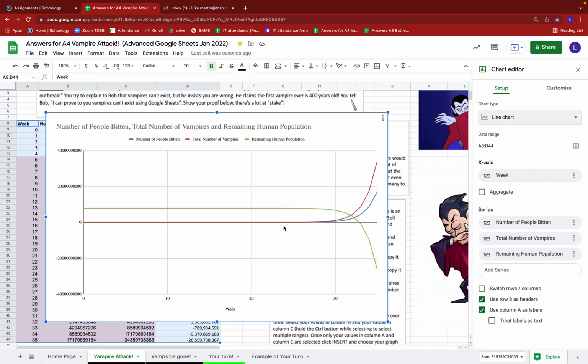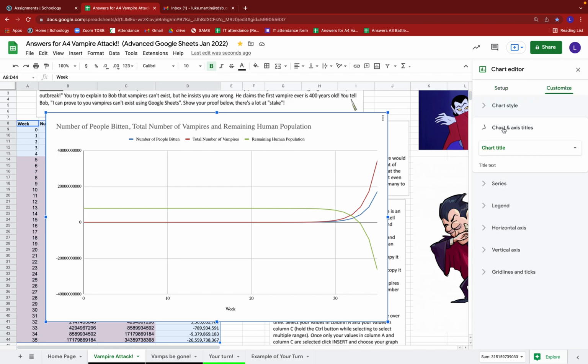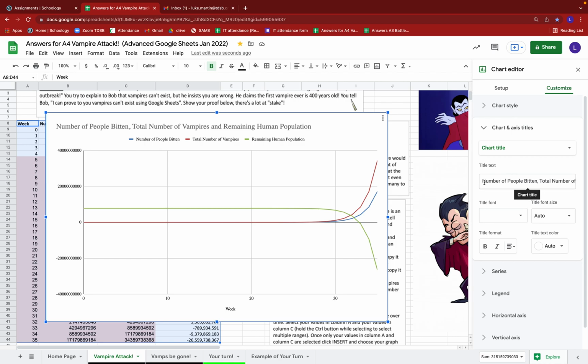And the only thing we have to do in this assignment to finish this up is give it a better title and label the axes. This is your x-axis, this is your y-axis. So if we go into customize, I would like you to give, under chart title, something better than this. Something that's going to describe better what we're looking at in this chart.